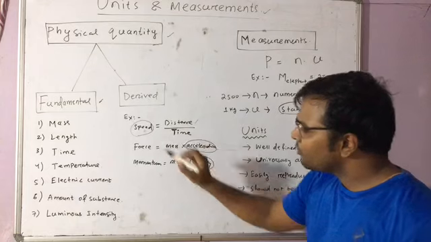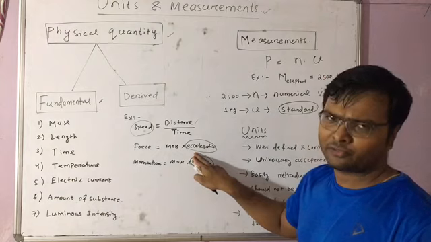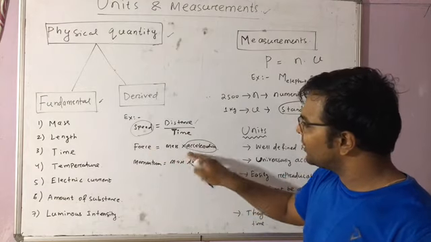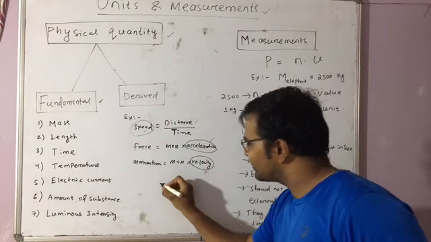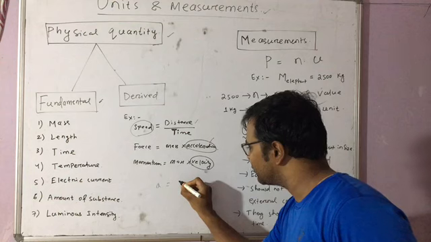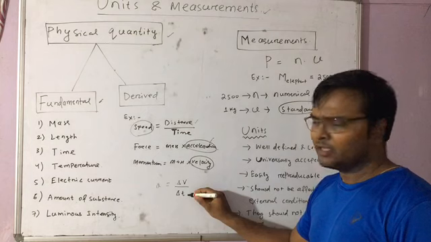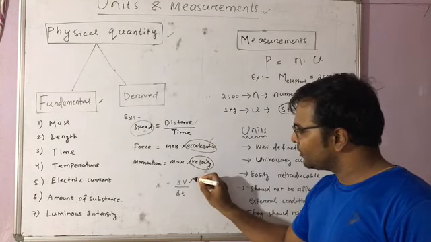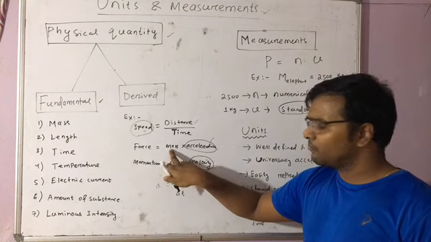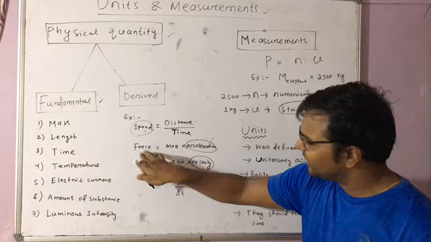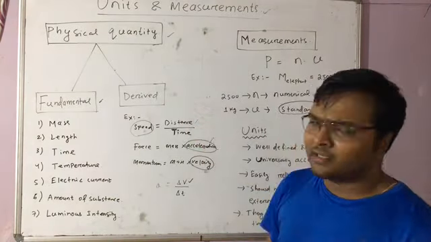Clear? Now comes another example, force. Force is the product of mass and acceleration. Mass is a fundamental quantity, whereas acceleration is another derived quantity. Why? Because what is acceleration? Acceleration is change in velocity by time. So velocity by time will give you the acceleration. Velocity is again a derived quantity, and one fundamental multiplied with a derived quantity gives another derived quantity. So that's why this group comes under derived quantity.